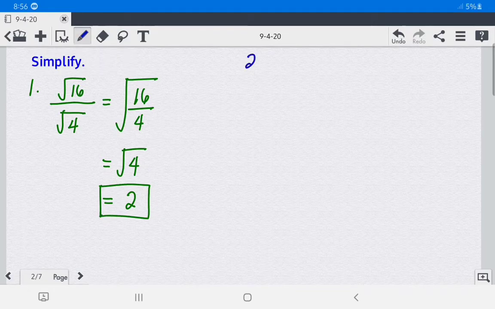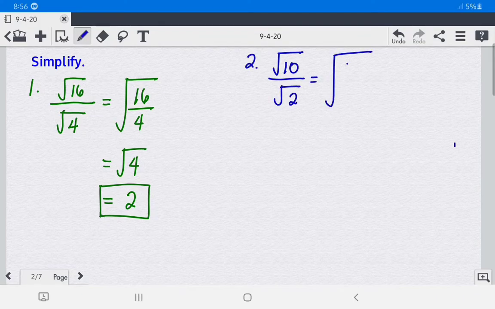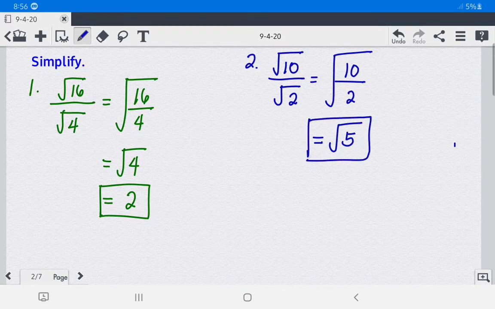Next, number 2, let's say we have square root of 10 over square root of 2. Again, using the quotient rule for radicals, we have square root of 10 divided by 2. So we have here square root of 5, because 10 divided by 2 is 5. Since 5 has no perfect square factor, this is the answer, square root of 5.